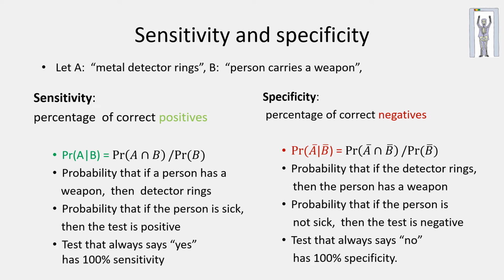So again, sensitivity is the probability that, let's say, if a person has a weapon, then the detector rings, and a very sensitive detector will ring all the time and be kind of useless.